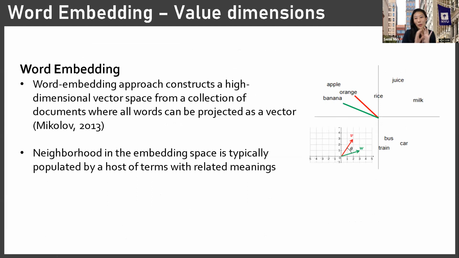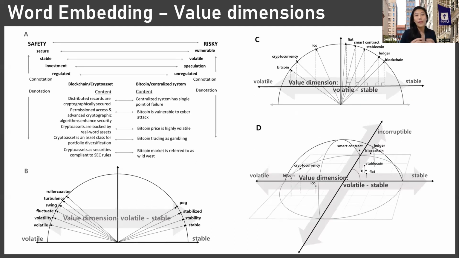And again, I'm not going to talk about the word embedding in detail, but the key idea is that terms with related meanings are located closely in the word embedding space and therefore have strong association. Then, using this word embedding and building on prior literature, we constructed the value dimensions using the word embedding method. We used them as an axis in the word embedding space and plotted the technology related to the blockchain on this 2-dimensional space.